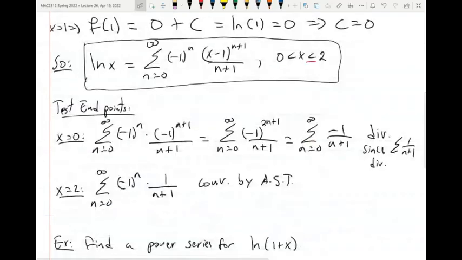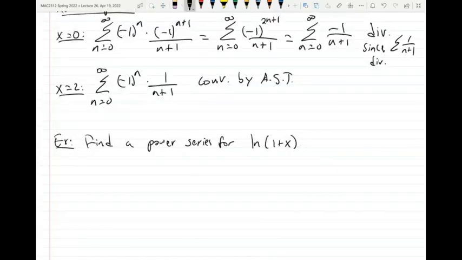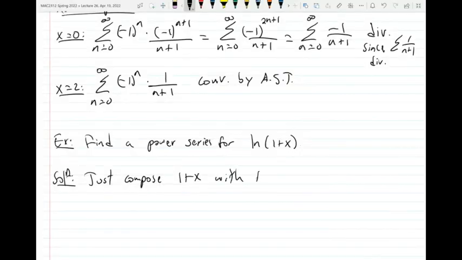It turns out that since we already did the work here, we can just do it by plugging in. Because ln of x is equal to that, then for ln of 1 plus x, you can do composition of functions, okay? So this means plugging 1 plus x into that new function, and then everything gets translated, including the interval of convergence. So let me show you how that works. Solution: just compose 1 plus x with the above result.